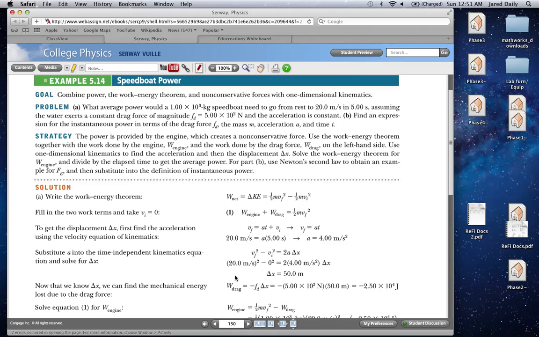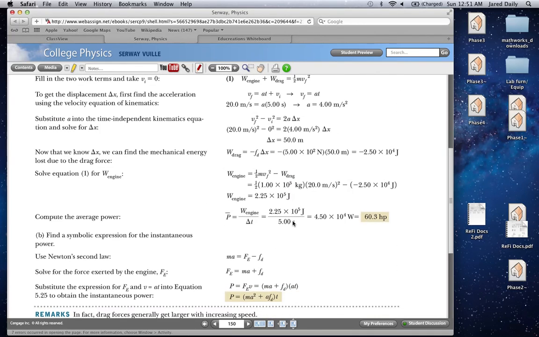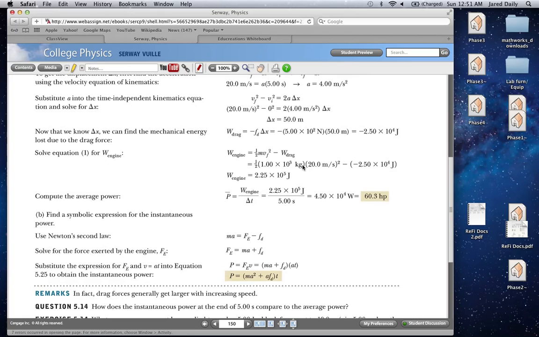Now that we've got everything, the drag force is going to be force times delta x. So we put in the force here, we put in the distance, and we get negative 2.5. Remember that friction force we decided to be negative anyway. The work done by the engine has to be equal to the final kinetic energy, which is the change in kinetic energy. But you're also going to have to put in this drag force. Now it looks like they're subtracting it, but remember the drag force was a negative number to begin with. So we're actually adding the drag force here.